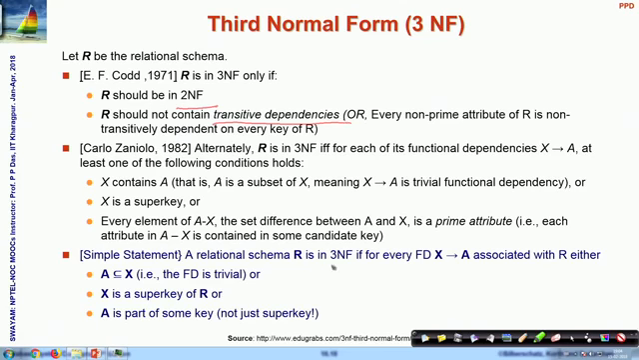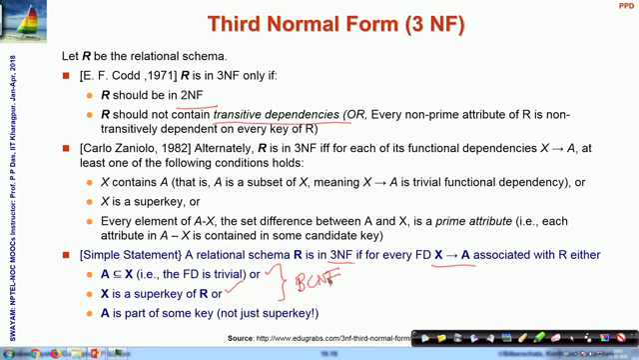So, we will say that a relational schema is in 3NF if for every functional dependency X determining A that holds on this schema, either it is a trivial dependency, which is A is a subset of X, or X is a super key. So, this is also a condition, as you had seen earlier, to be in Boyce-Codd normal form.